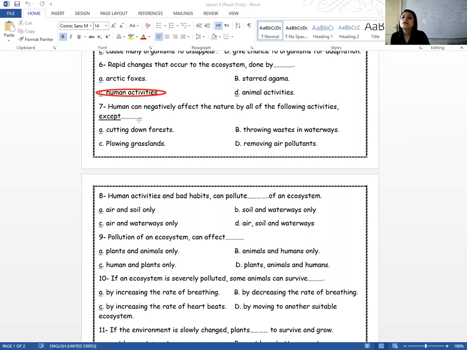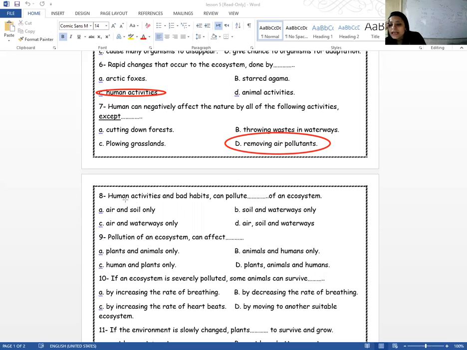Number 7, humans can negatively affect nature by all of the following activities, except. All these human activities make pollution, except what? Removing air pollutants.